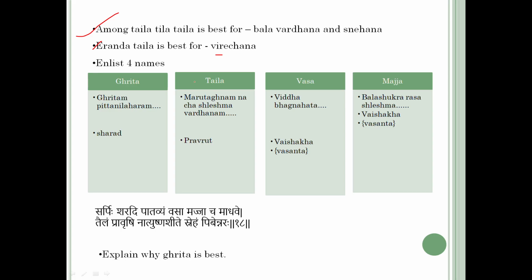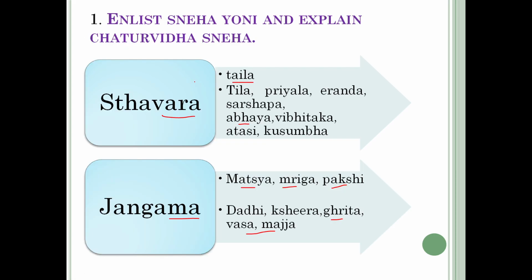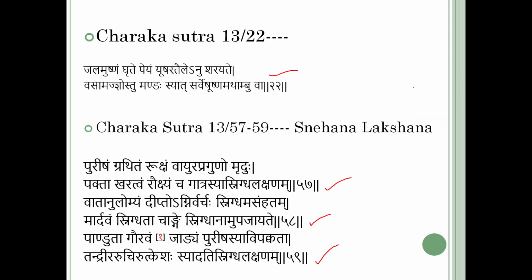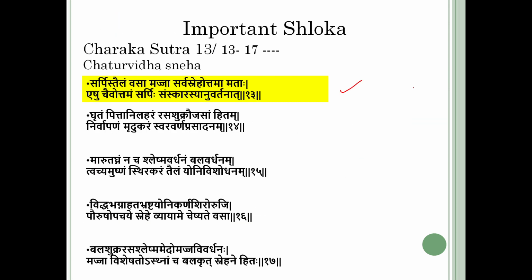And next question here is, explain Chaturvida Sneha. What are the Chaturvida Sneha? You have to write the names. That is Ghrita, Taila, Vasa and Majja. So these are the 4 Snehas. For this you have to write this shloka. Okay, Sarpis Tailam Vasa Majja Sarva Snehottama Mataha, Eshu Sarvottamam Sarpihi. So you have seen this.